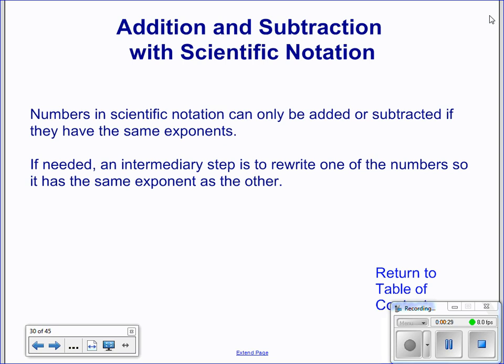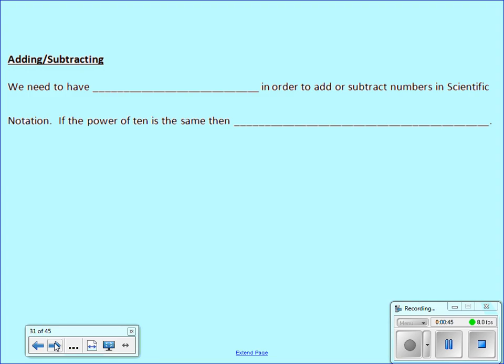If needed, an intermediate step beforehand can be used to rewrite one of the numbers so that it has the same exponent as the other. So we can rewrite them so they would have the same exponent if needed. And we're subtracting here. We need to have the same exponents in order to add or subtract numbers in scientific notation.